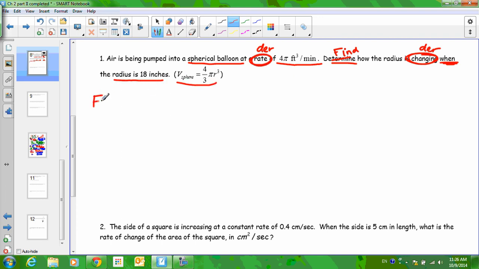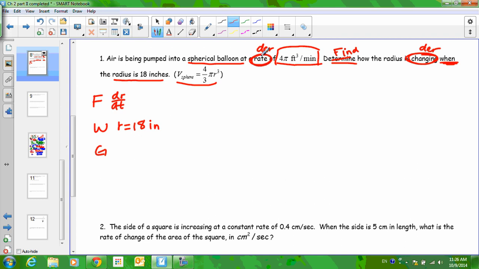So let's write all this out. So first we're going to find how the radius is changing. So we're not finding r, we're finding the derivative of r with respect to t. W, when? When the radius is 18 inches. Okay, that's always the easiest part to find. G is anything else that's given in the problem. Okay, so right here it would be this rate.